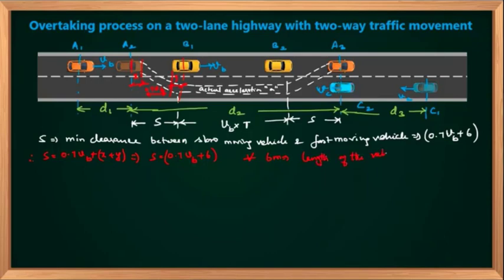In the exam, sometimes they can say the length of the vehicle is 10 meters, or 12 meters, and they can ask for the overtaking sight distance. Then also you should not substitute the same 6. The value should be changed here. Is that clear? Shall we proceed?